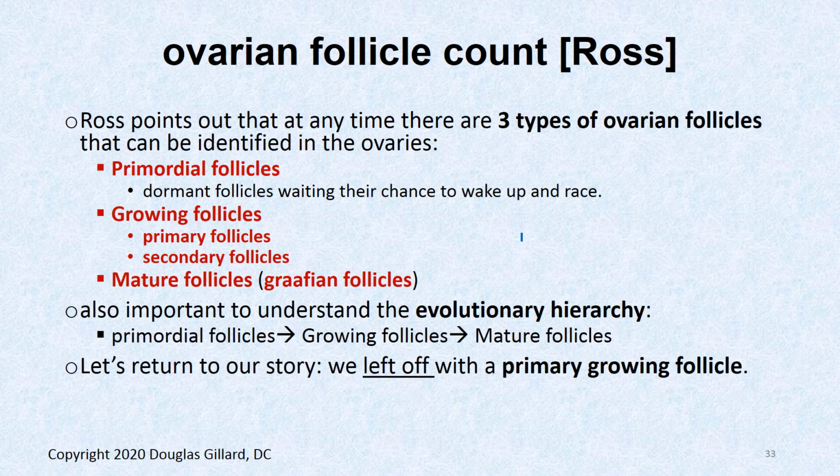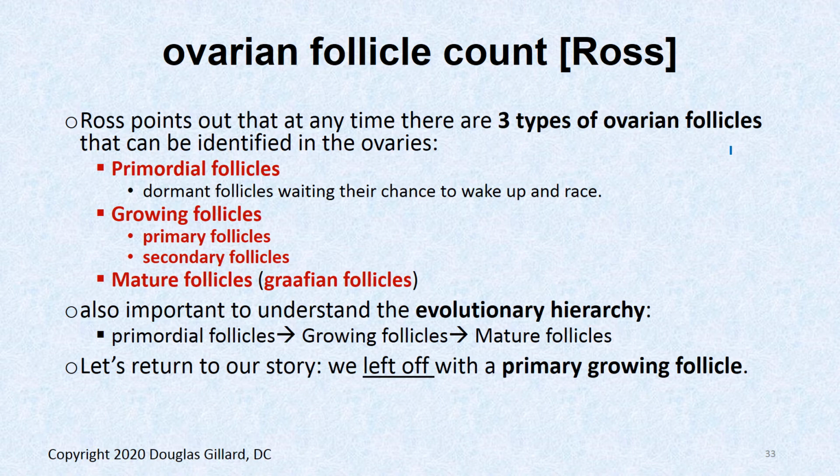Ross is a really good medical histology book. He points out a couple things. There are 3 types of ovarian follicles. There's the primordial follicle. Those are the ones that are sleeping, waiting for their chance to wake up and race. There's the growing follicle, and that's where we are in the story right now. Specifically, we're at the primary growing follicle stage. And then there's the mature follicle. Sometimes it's called a tertiary growing follicle. Most of the time it's called a graafian follicle. That's where we're headed.